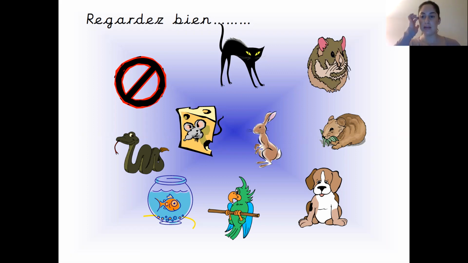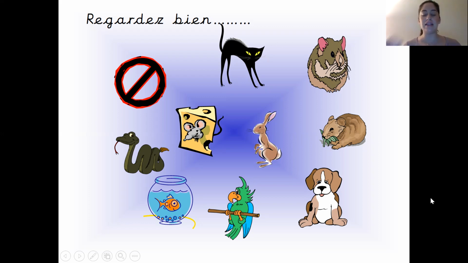Okay, now I'm going to point and we'll see if you remember what they are. Well done. Chat. Chien. Hamster. Cochon d'Inde. Lapin. Serpent. Poisson. Souris. Well done for remembering.